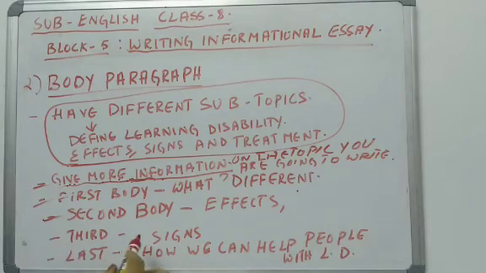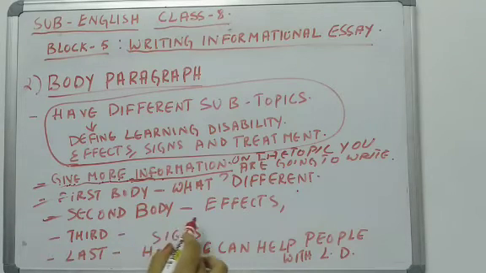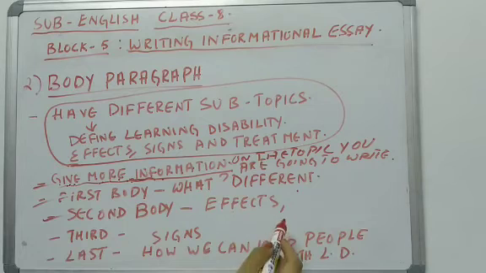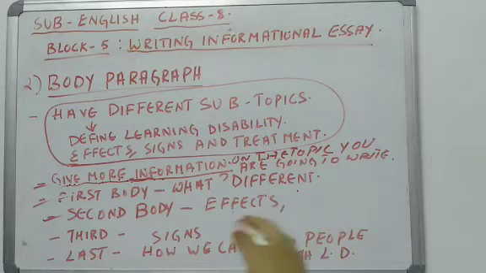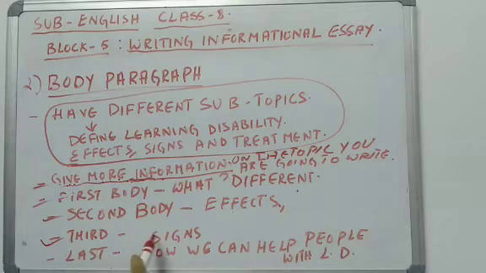And in the second body paragraph, you have to mention the effects and the symptoms of this learning disability. And in the third body you have to mention the signs of learning disability. And in the last body we can mention how we can help people with learning disability. All right, so I am sure you are not confused, isn't it?